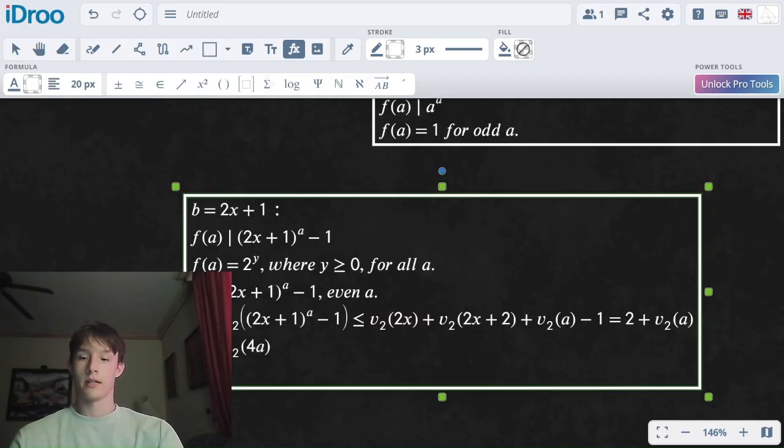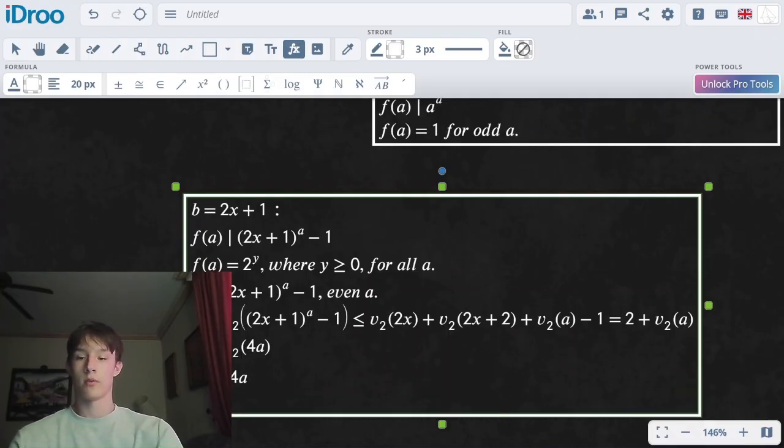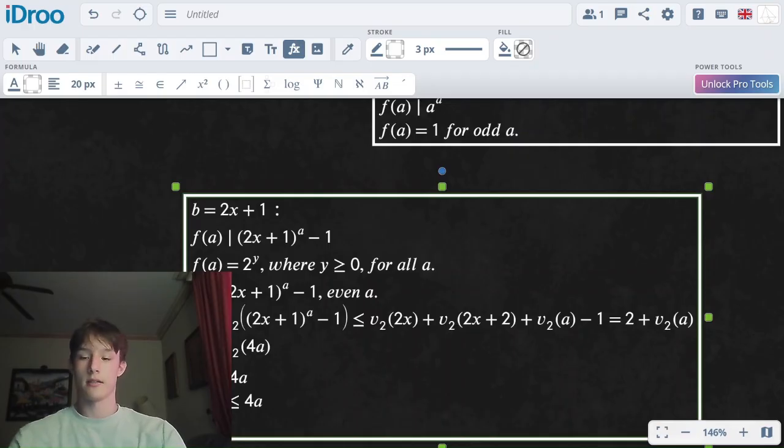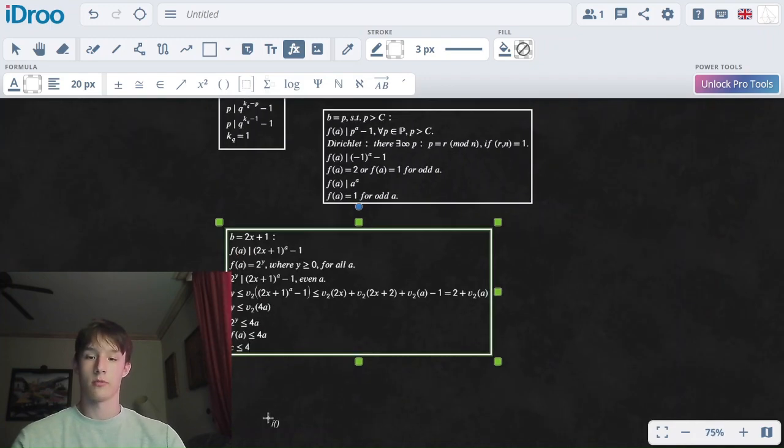And we know that therefore, by taking 2 to the power of y, it's less than or equal to 4a. And 2^y was exactly f of a, so f of a is less than or equal to 4a. So here we get that c is less than or equal to 4. And now we know that this is quite a solid bound, so that's probably the answer.